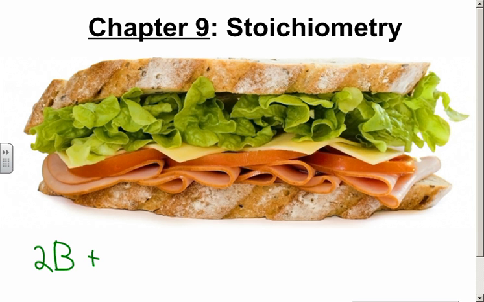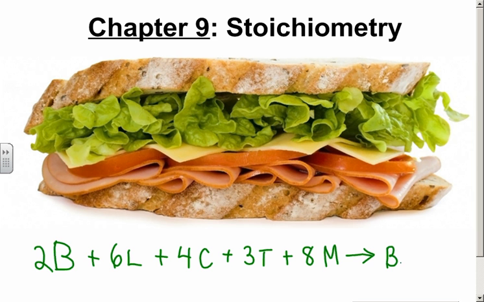For example, maybe there are 6 pieces of lettuce on the sandwich, which I'll represent 6L. I also see 4 slices of cheese on there. I see about 3 tomatoes and 8 slices of meat. If I put all of those ingredients together in a combination reaction, I can make a sandwich. I could represent that sandwich by taking all of the substances and putting them together in one formula.